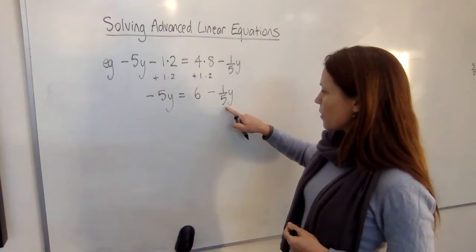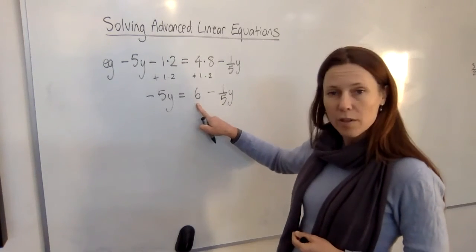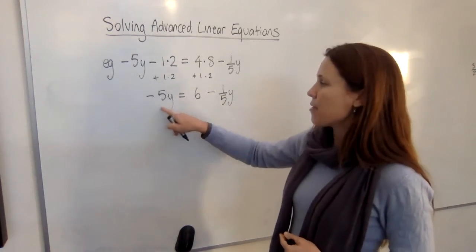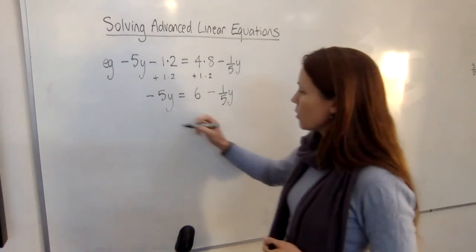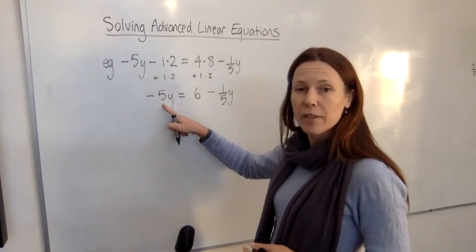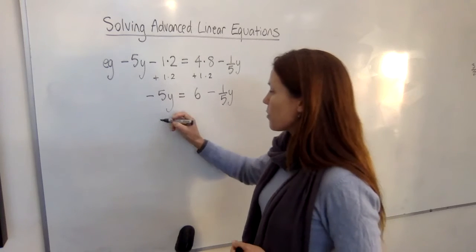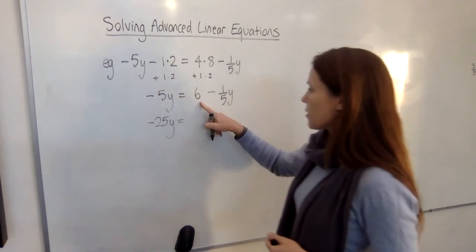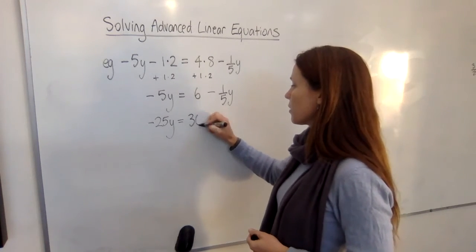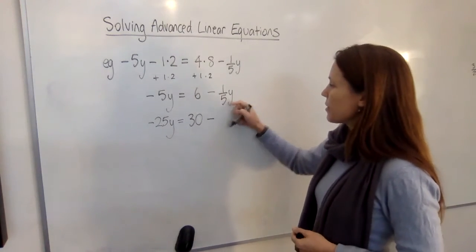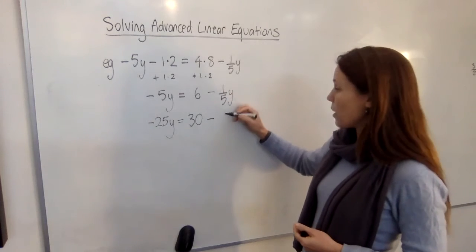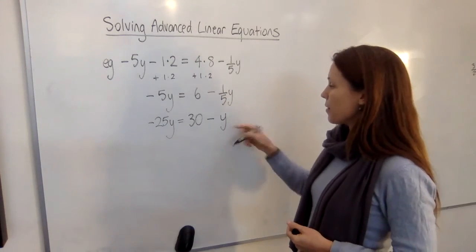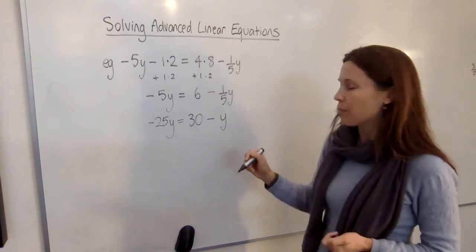So if I want to multiply this by 5, I need to also multiply the 6 by 5 and the minus 5y by 5. All right, so moving across, I can probably do this in my head. Minus 5 times 5 is minus 25y. 6 times 5 is 30. Minus, now 1/5 of 5 is just 1. So I've just got y there, minus y. So that's really tidied things up a lot.